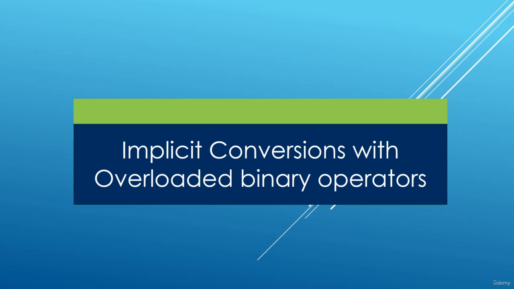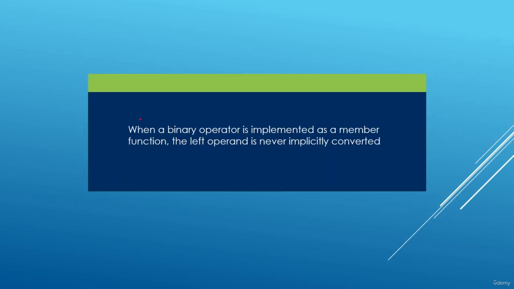In this video, we're going to explore the concept of implicit conversions with overloaded binary operators. The first thing we're going to bring to your attention is that when a binary operator, like the addition operator, subtraction operator, or really any operator that takes two operands, is implemented as a member function, the left operand is never implicitly converted. So what do we mean by that?